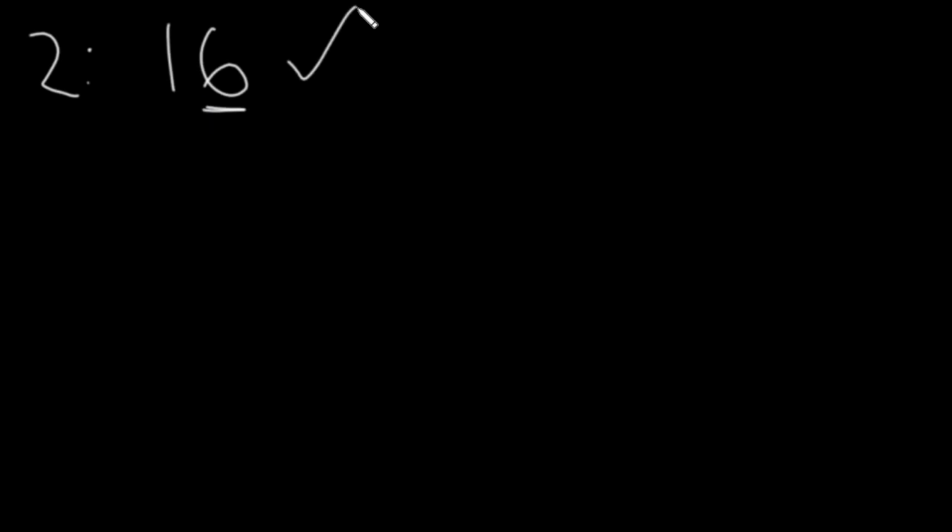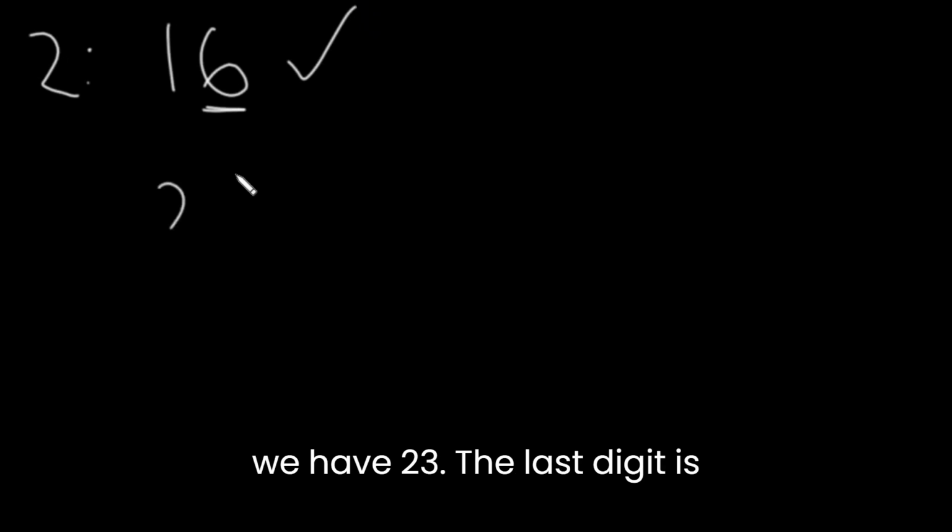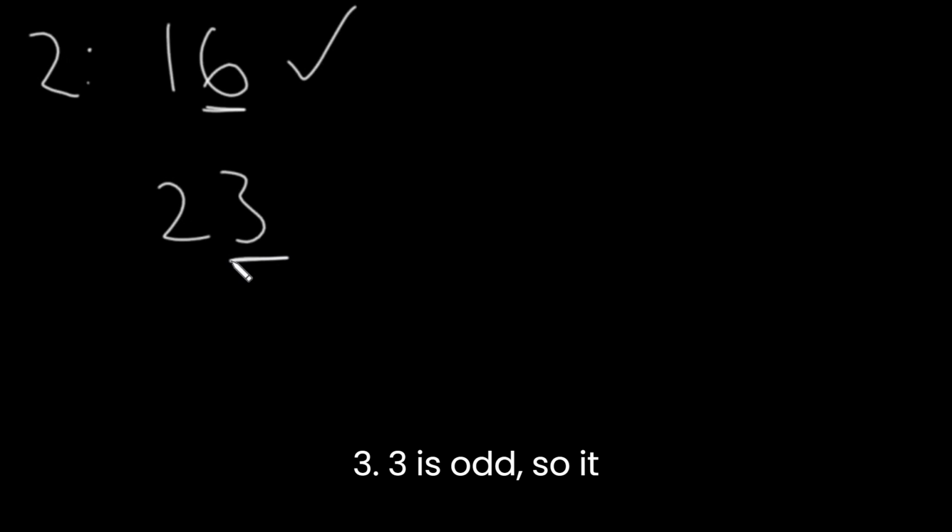So for example, if we have 16, we have to look at the last digit. The last digit is 6. 6 is even, so 16 is divisible by 2. Let's look at another example. Let's say we have 23. The last digit is 3. 3 is odd, so it won't be divisible by 2.